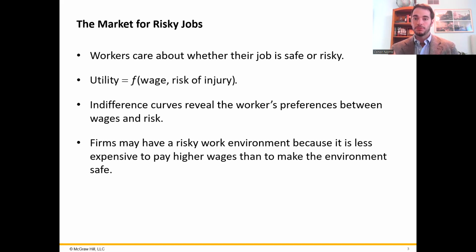So the marginal utility of risk being negative means that holding income constant, as the risk of injury increases or the job becomes more risky, the marginal utility is going to decrease. The workers are less happy or less satisfied. So in this case, when the marginal utility of risk is negative, that means that workers prefer safety to the risk of harm. This is a fairly good assumption.